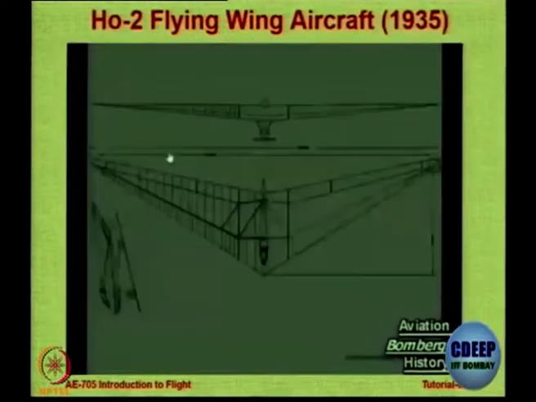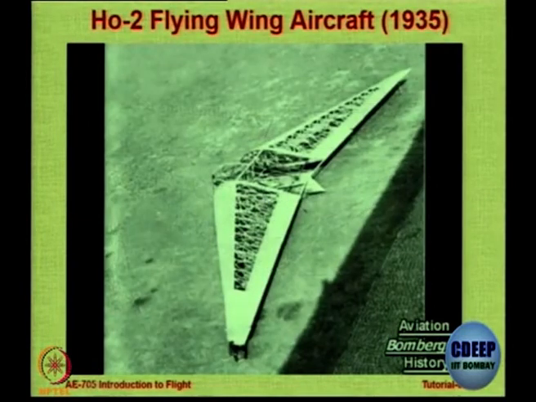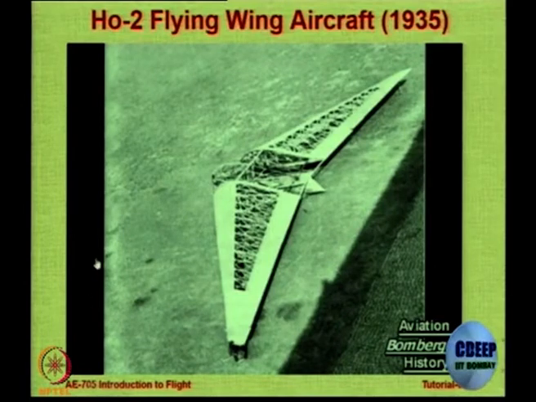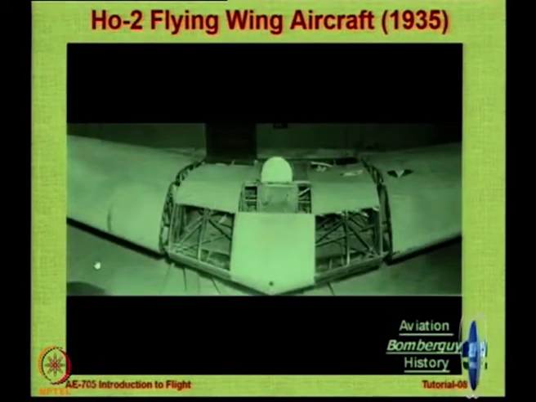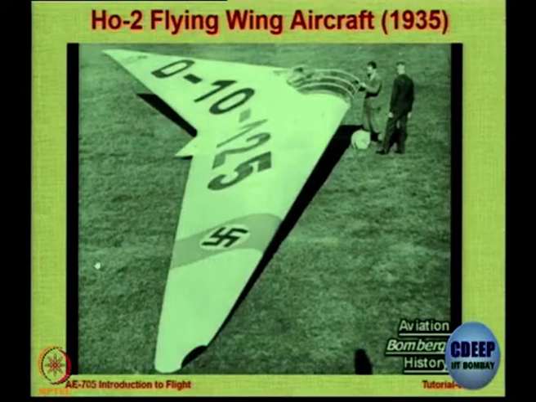So this is the circle of just one company from 1940 to 45 to 47 to 89. But I want you to look at this old film that talks about flying wings. And it talks about one particular aircraft called as the HO2 flying wing.